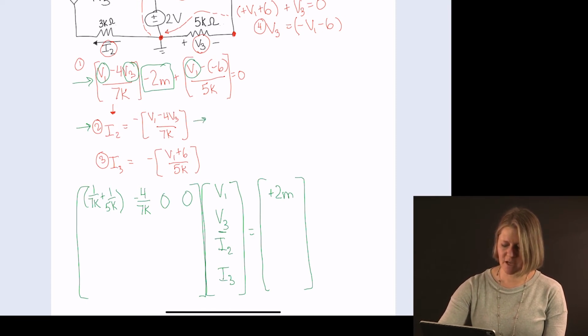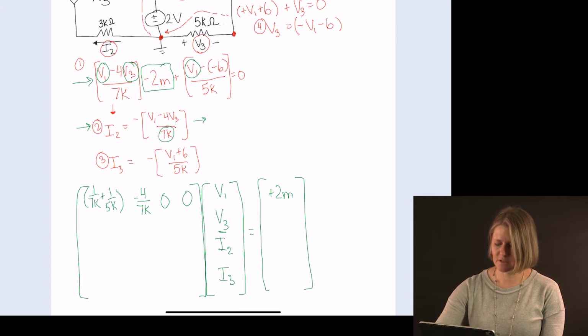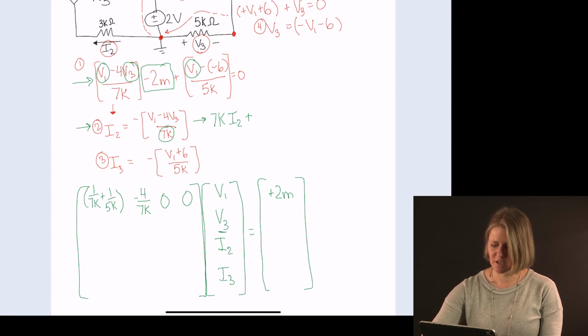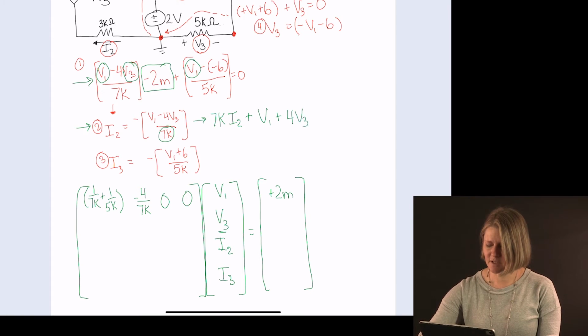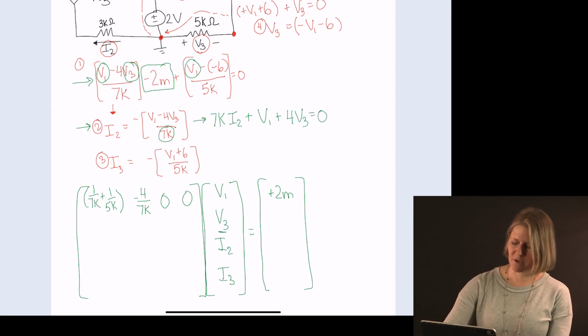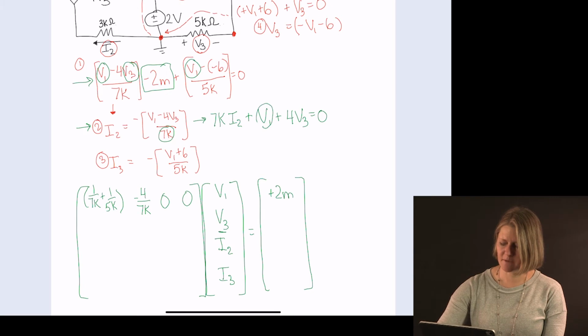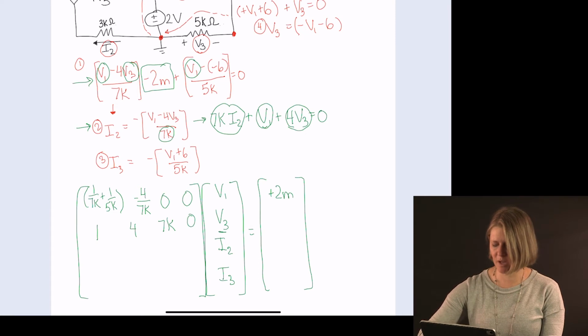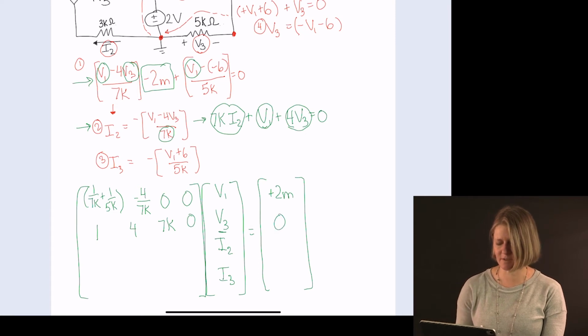So one way of doing that is to get rid of the denominator by multiplying it on both sides, which would give me a 7k I2, and then I can bring over the other variables, and that's going to give me this equation. So my first variable again is V1, and that's a 1 in this case. The next one is V3, which is a 4, and then I have this time a 7k for that I2 variable, no I3, and no constant.